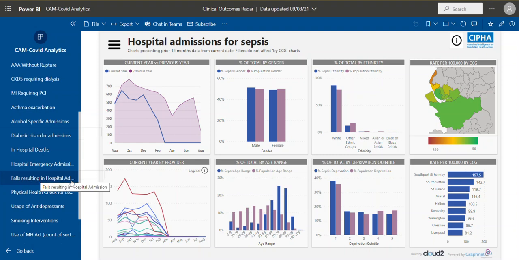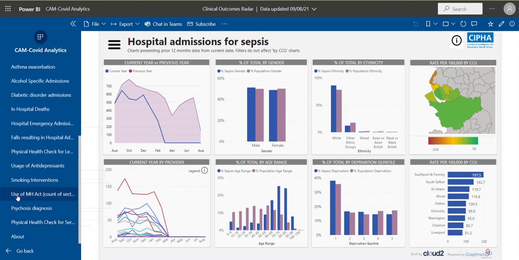in hospital admissions, physical health checks for learning disabilities citizens, usage of antidepressants recorded in primary care, smoking interventions, use of the Mental Health Act, count of Section 2 or 3, psychosis diagnosis and physical health checks for serious mental illness.